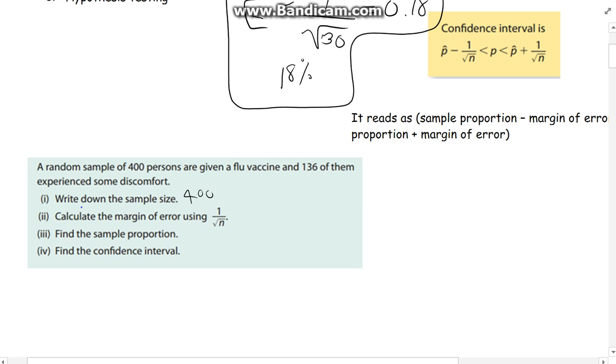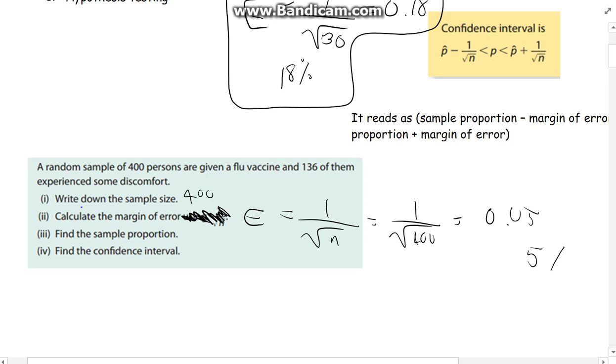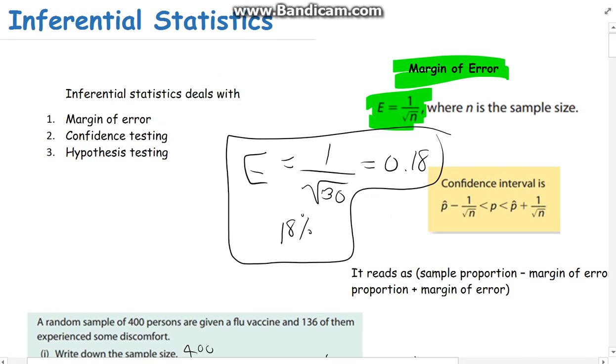Calculate the margin of error using 1 over root n. They're never going to give you the formula. You just need to know it off by heart. To calculate the error, you're going to have 1 over square root of n, which is 1 over root 400. Into your calculator you put 1 over root 400, and that gives you 0.05, which is 5%. So that's your margin of error in this question of the people with the flu vaccine.